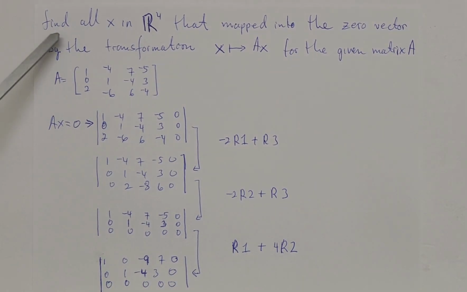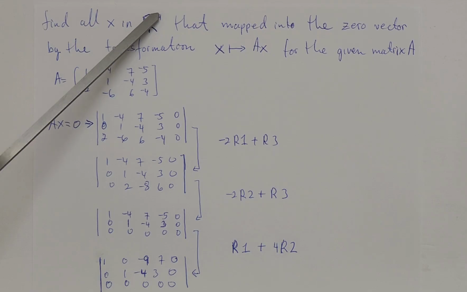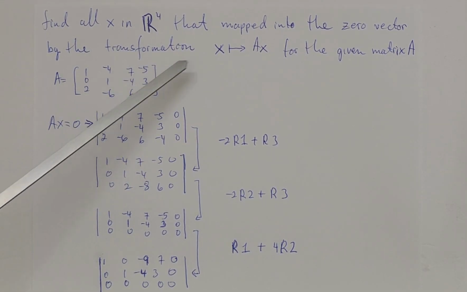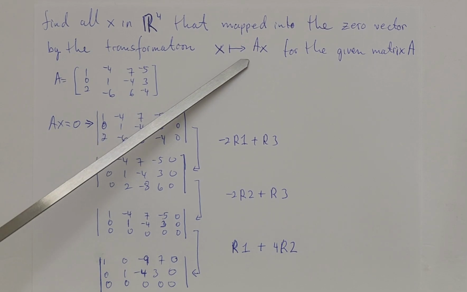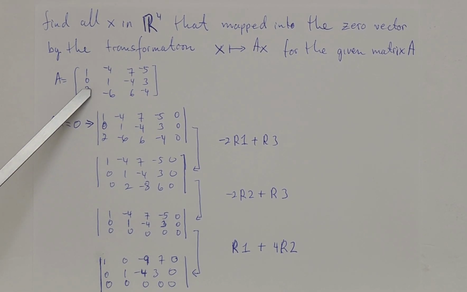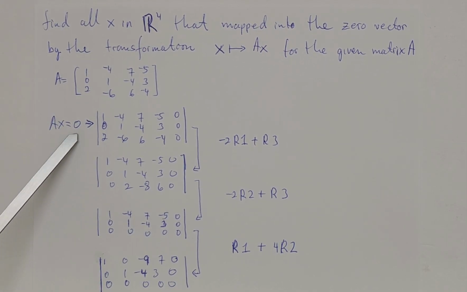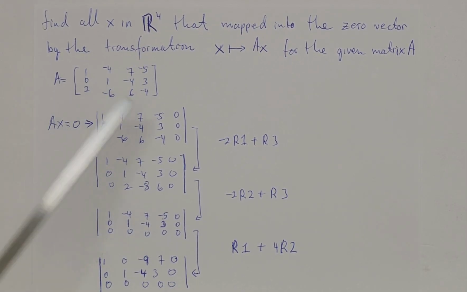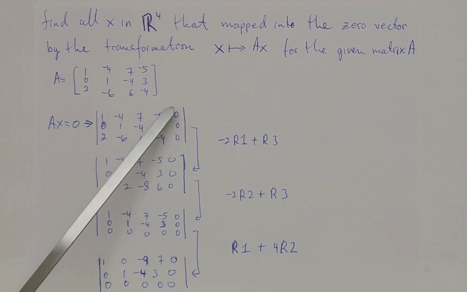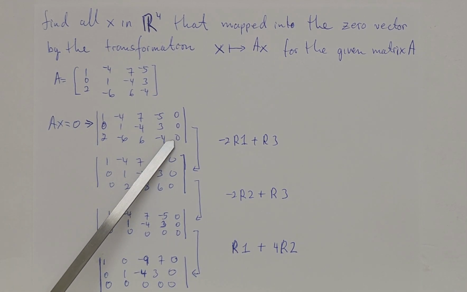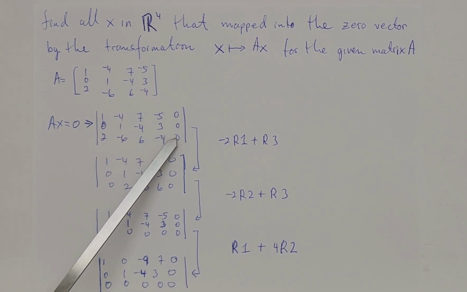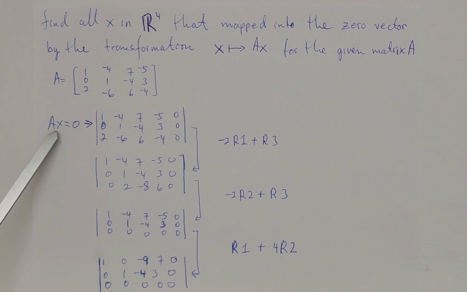This lesson is: find all x in R4 that map into the 0 vector by the transformation x into Ax for the given matrix A. So here is A. I want to rewrite that as Ax equals 0. This part right here is your A, times x, equal, and the last column will be 0. So this is your A, and this right here is the 0. We're looking for the x.